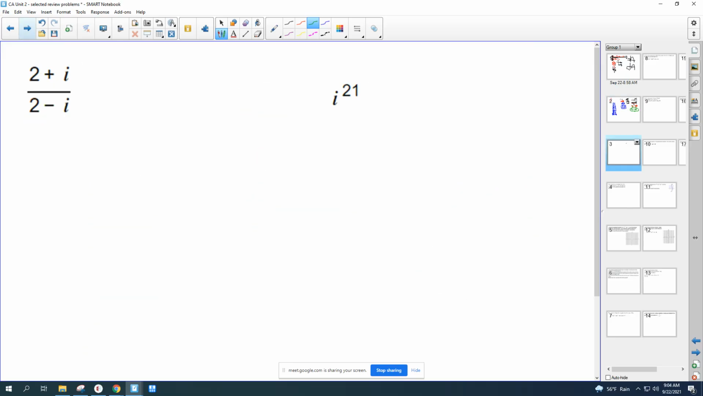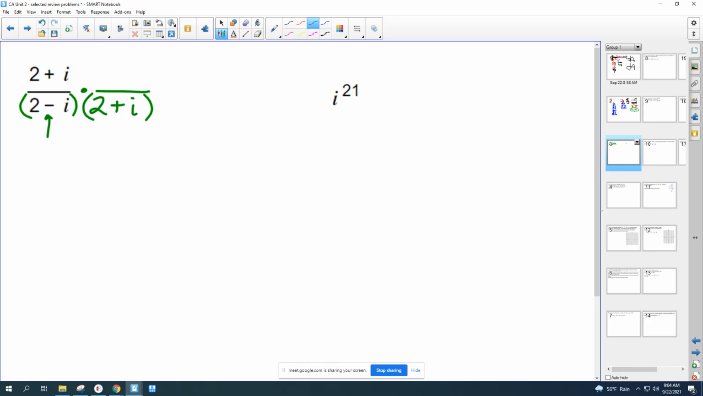Next one, students really struggle with this one. This is one of the most commonly missed questions in this chapter. You've got an i on the bottom of a fraction. In order to deal with that, we're going to multiply by a special form of 1. We're going to use what's called the conjugate. And so you look at the bottom, and whatever this is, you're going to write the opposite.